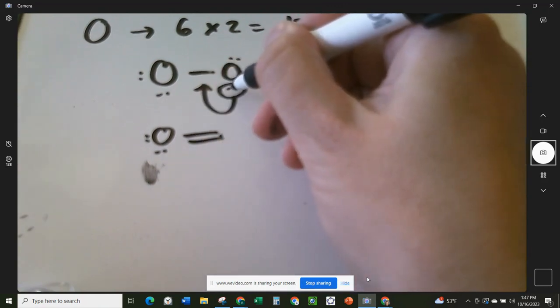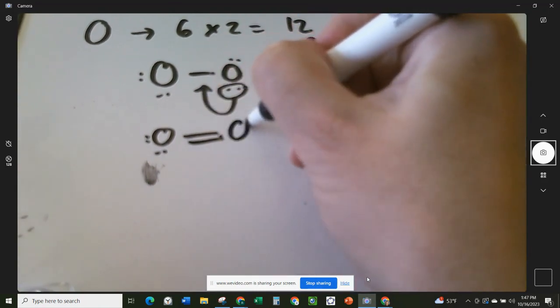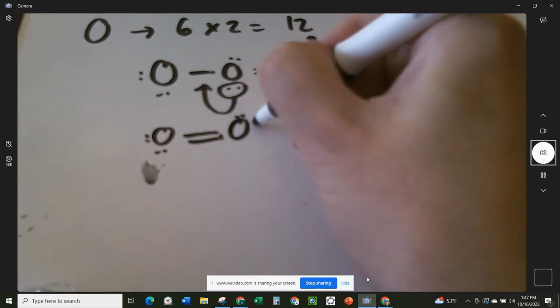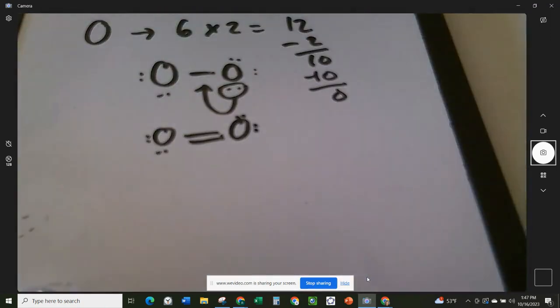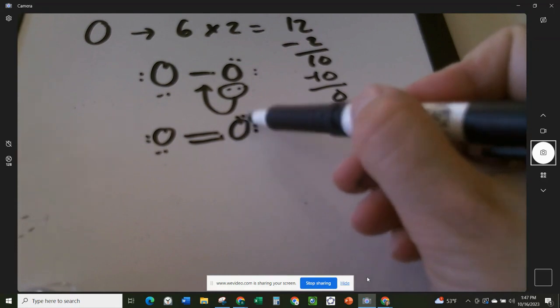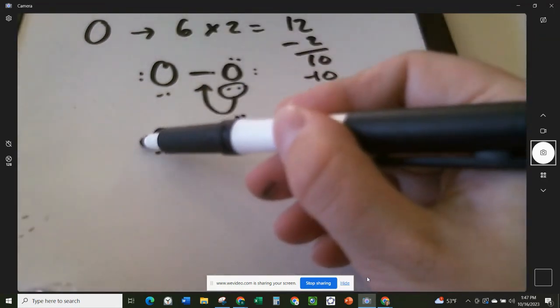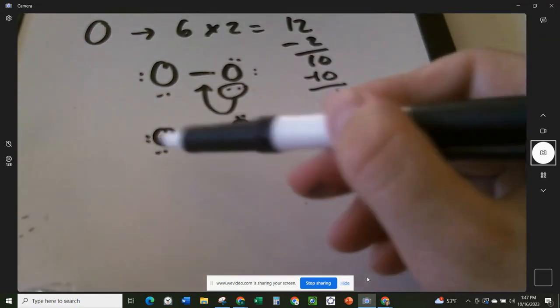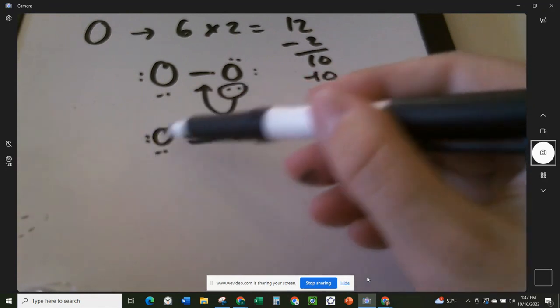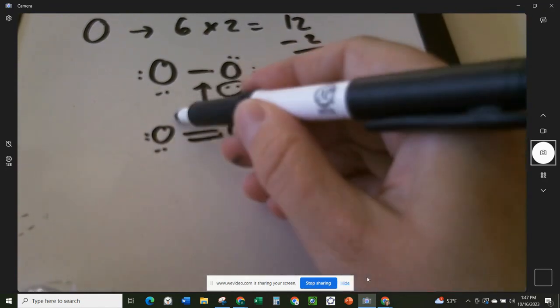this lone pair is going to move between the oxygens and act as a bond. It doesn't really matter which one we pick. And now this oxygen has 2, 4, 6, 8. This oxygen has 2, 4, 6, 8. Remember, if they're in a bond, both atoms can see them. Both of these have an octet, so we're good.